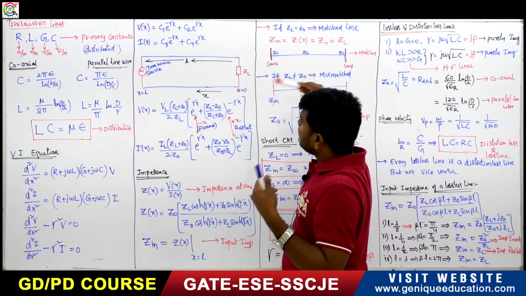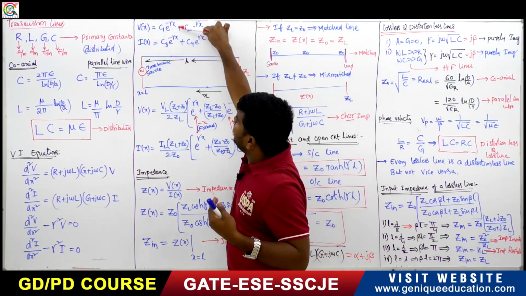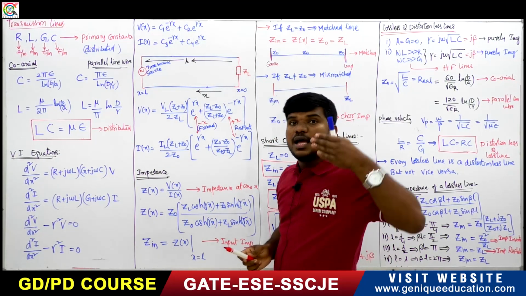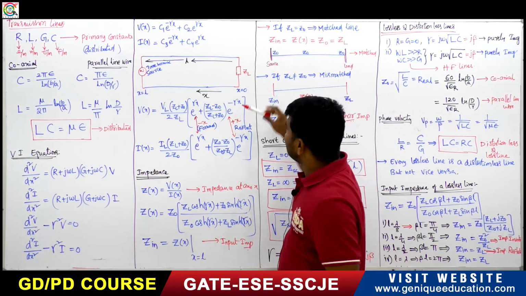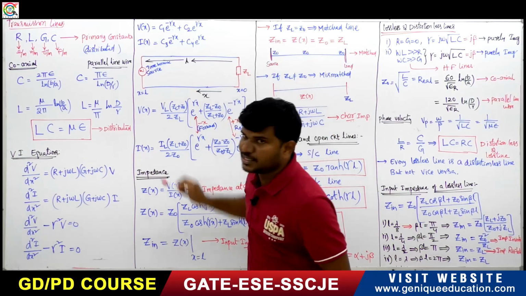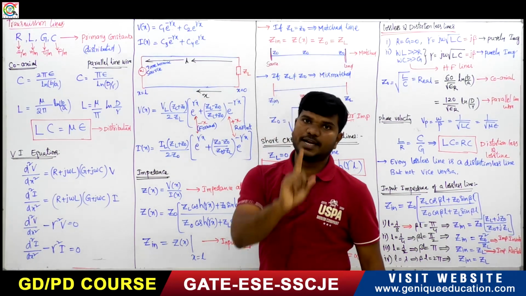And if there is a negative term in the exponential, that is called the positive x directed wave. What is the positive x directed wave? In this direction. That means this is called the reflected wave.